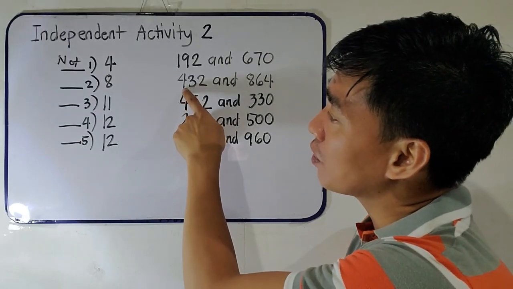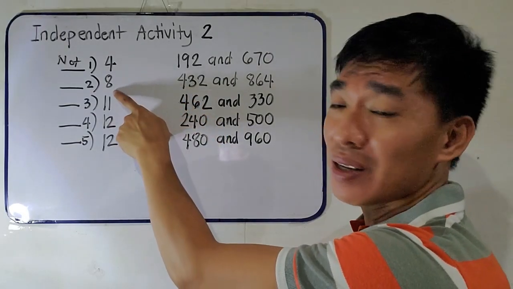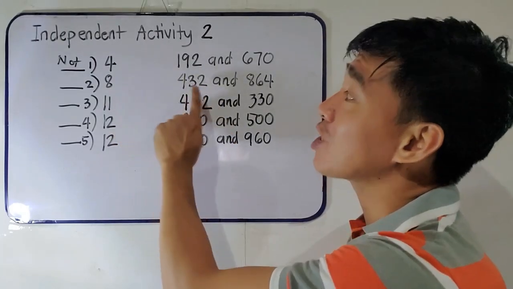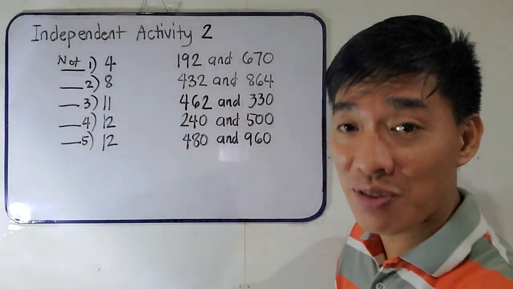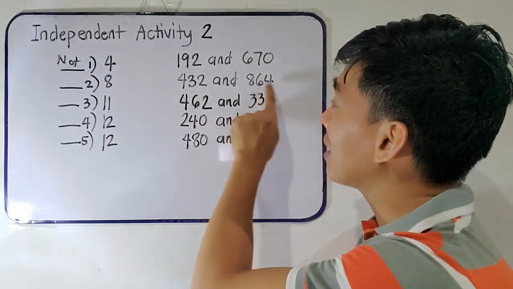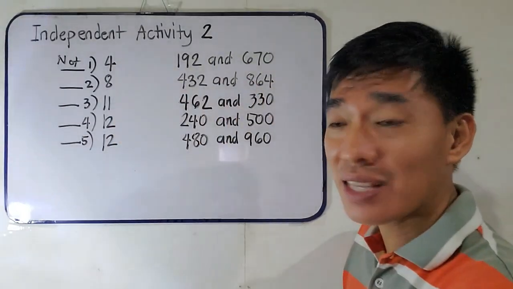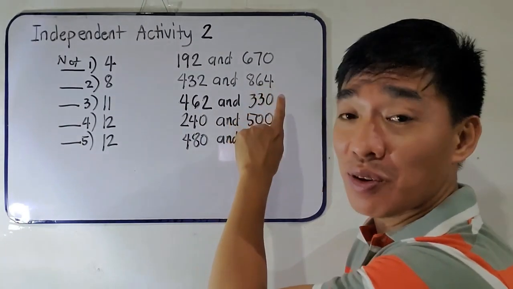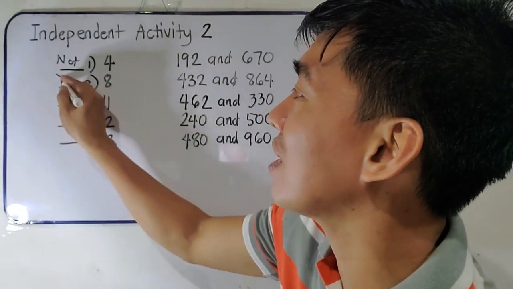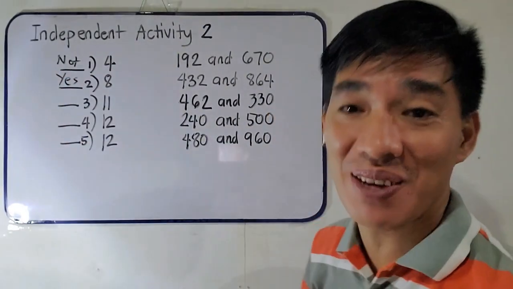Because we all know that 400 is divisible by 8 and 32 is divisible by 8, so 8 is a factor of 432. At the same time, 800 is divisible by 8 and 64 is also divisible by 8, so 8 is also a factor of this number. So both of them, 8 is a factor. So the correct answer is yes, that's divisible.